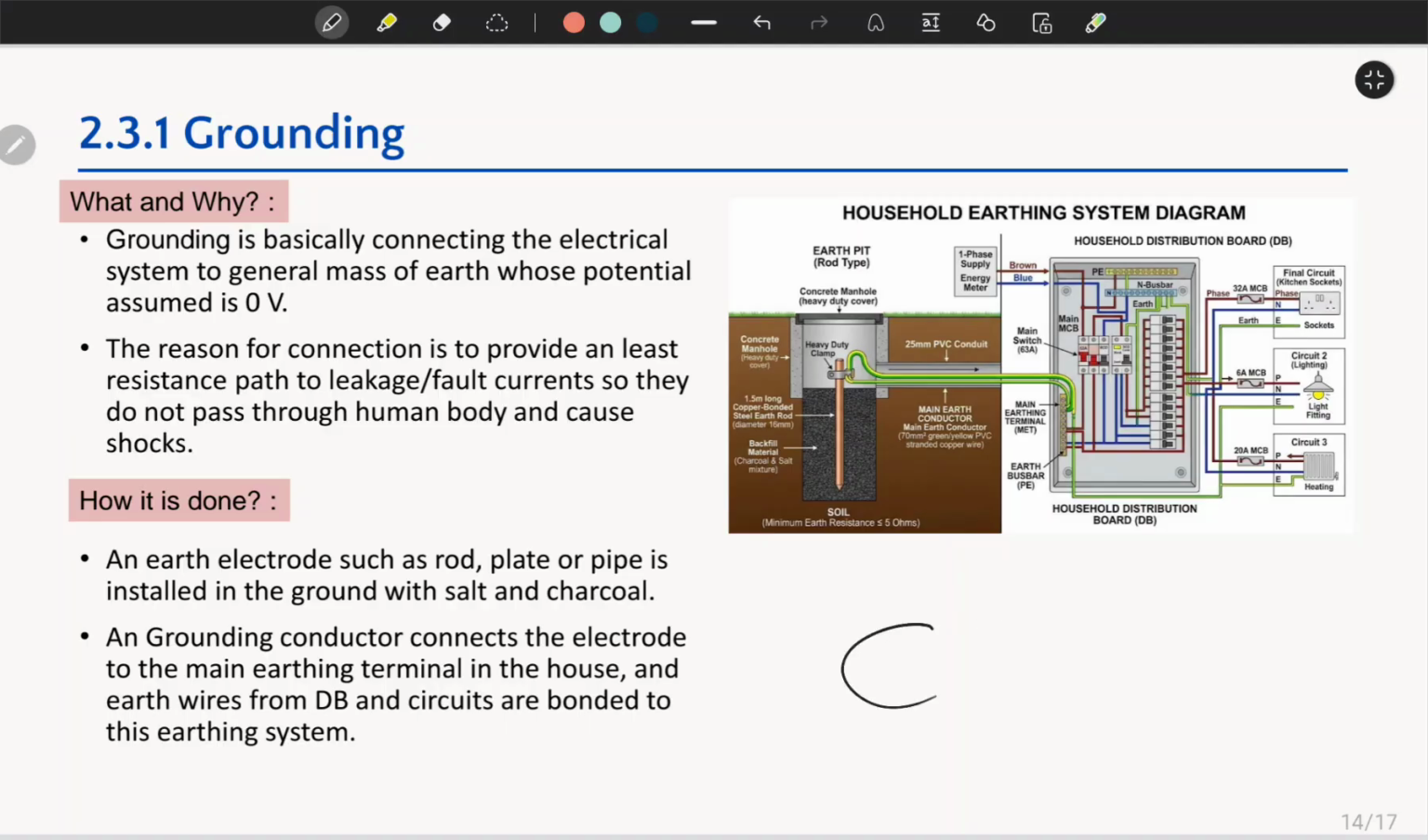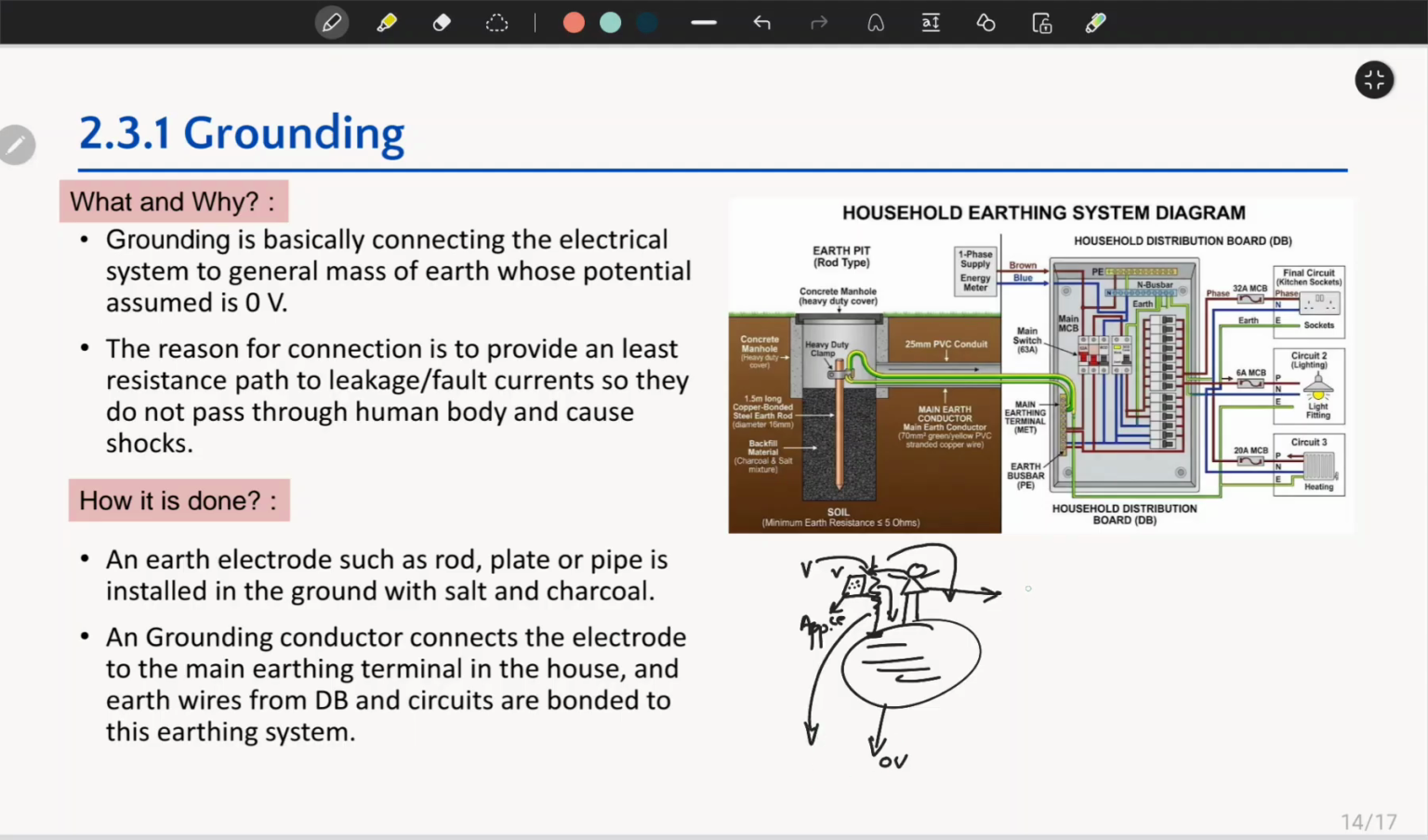We can understand this thing like this. If this is the earth, and I assume that it has 0 volt, and this is some voltage V, and this is the wire. Now if a person is standing on this earth and touches this appliance, which is at voltage V, and this appliance is grounded to earth, what will happen if there is any leakage? Which path will my current follow? Whether it will go through this human body or directly to the earth? It will directly go to earth because this is the least resistance path.